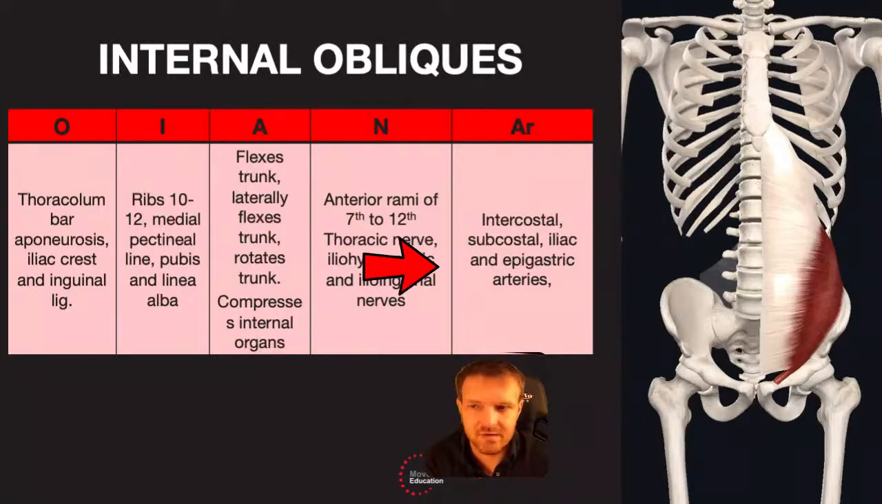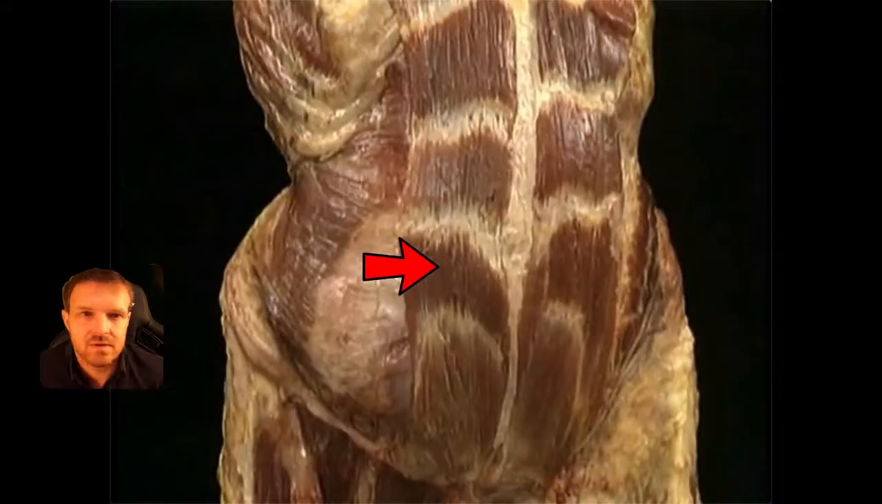The slight difference with the internal oblique is the obliquity, so the change in direction of the muscle fibers. Okay, so transverse abdominis is literally transverse, so it comes across. The internal oblique is more like a fan. Okay, so we'll have a look at those now.